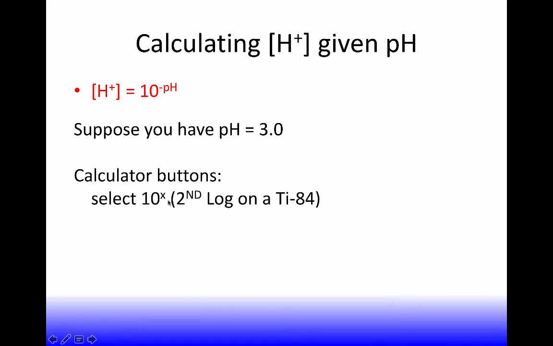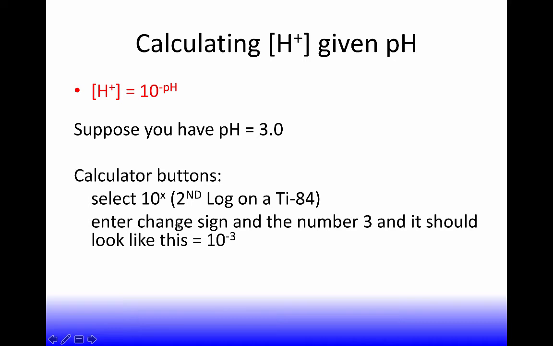First, you're going to select 10 to the x. On a TI-84, that's second log. If you look, there's a little blue 10 to the x right above it. Then you enter the change sign and then the number 3. It should look like this, 10 to the minus 3. When you hit enter, it'll give you the value 0.001. And again, this is a concentration, so it's 0.001 molar.